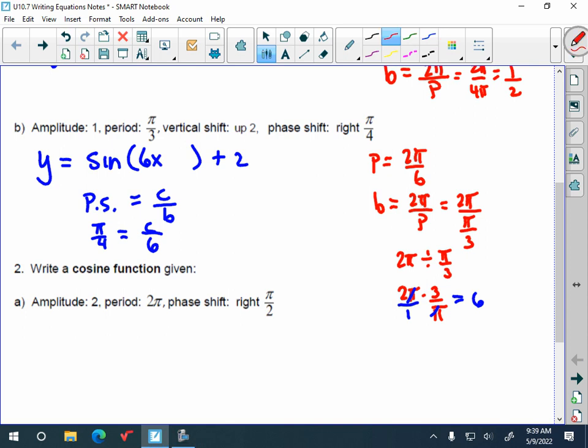So we have pi over 4 equals C over 6. How can we solve for C? Multiply by 6. So we have 6 pi over 4. That simplifies to 3 pi over 2. So C equals 3 pi over 2. All right, so now we can put the C value in. Since it says it's going right, that's in the positive direction, we change the sign and put a minus 3 pi over 2.